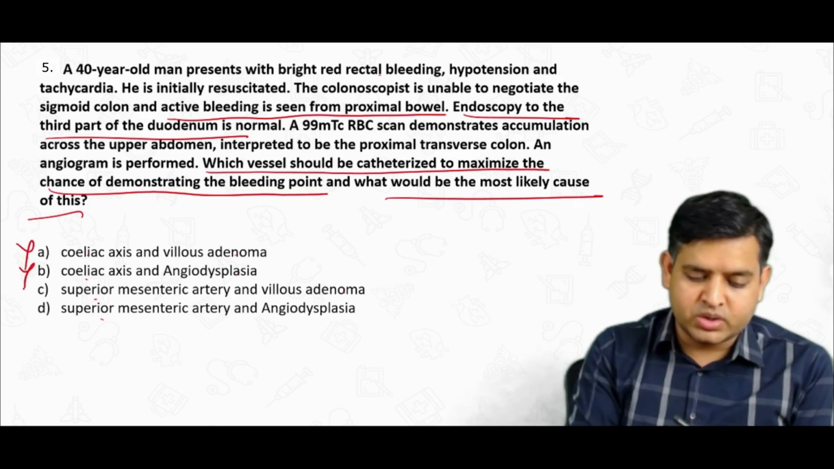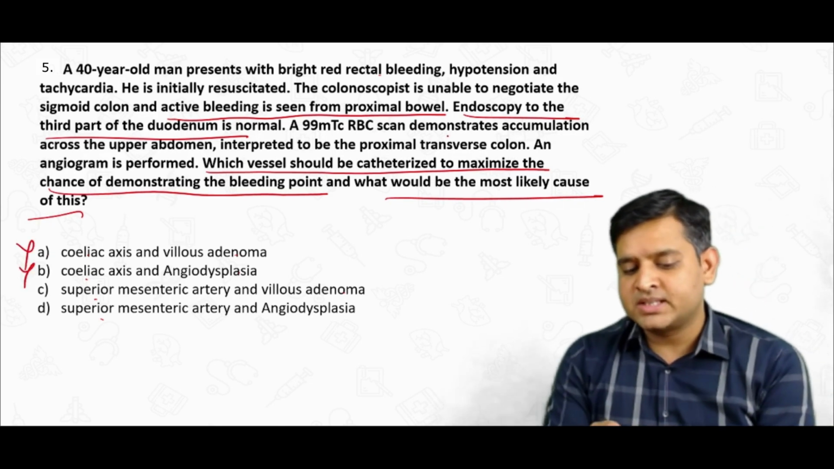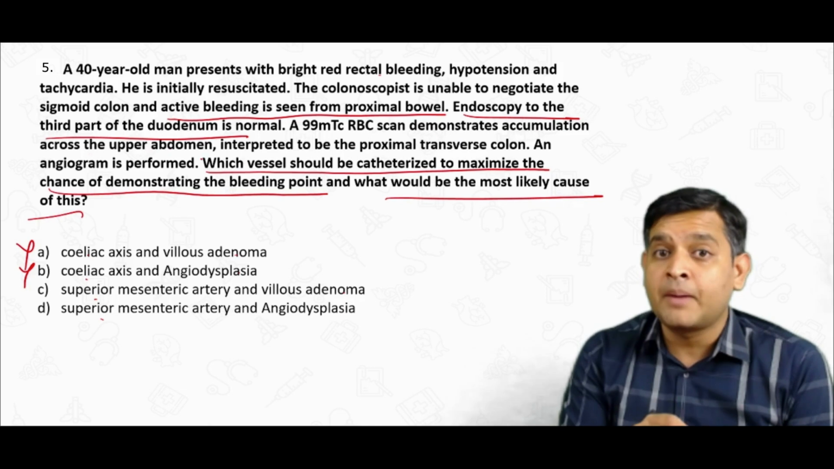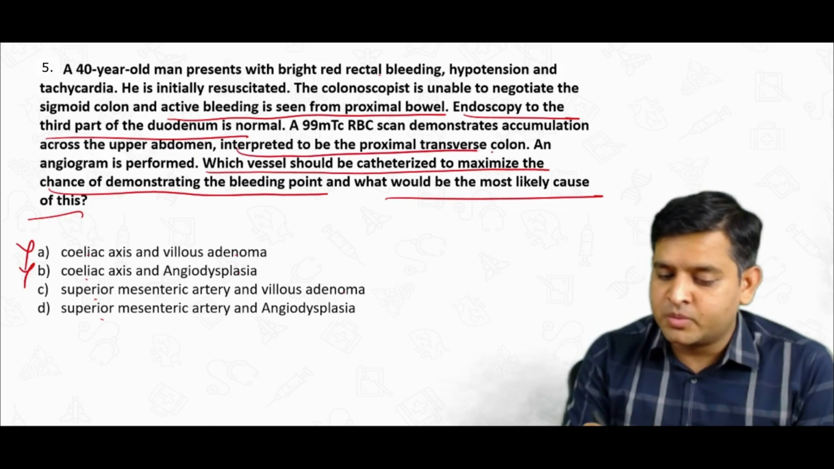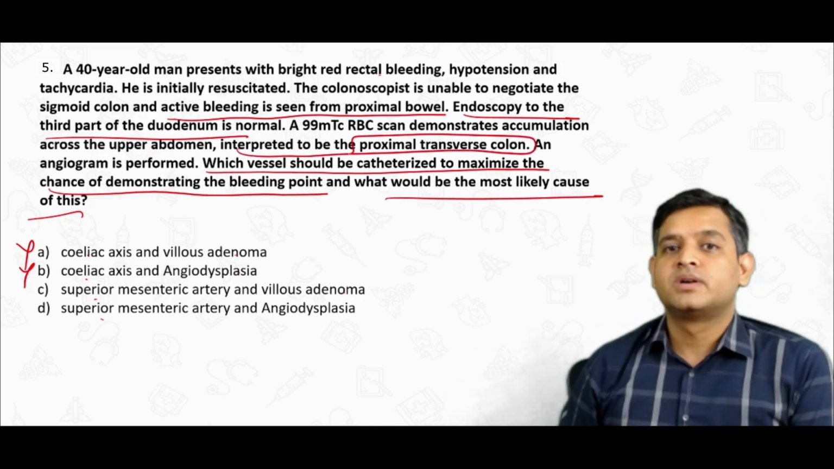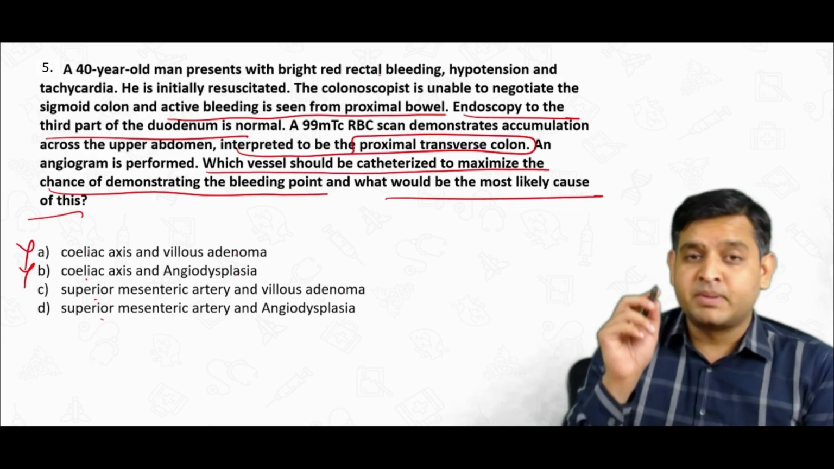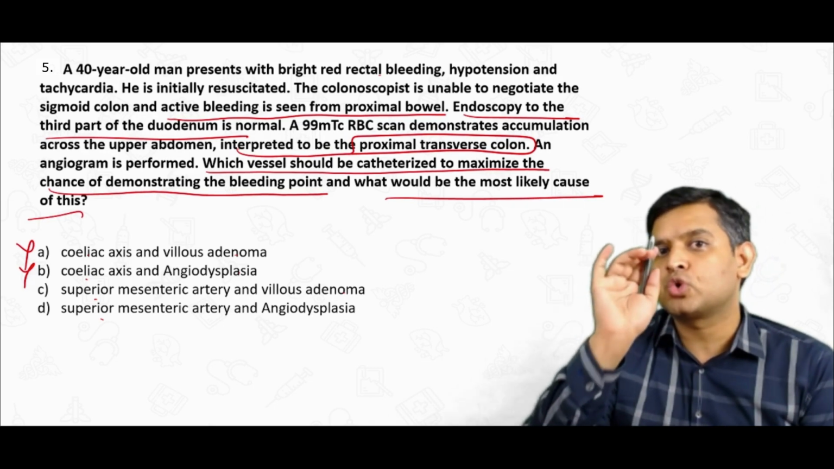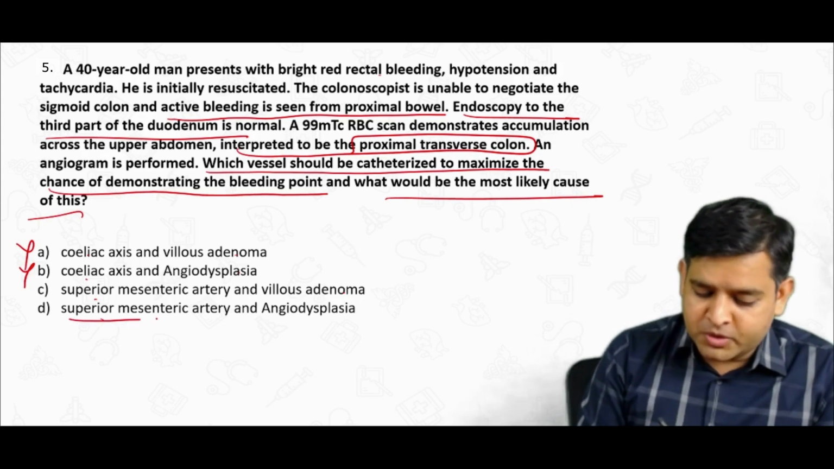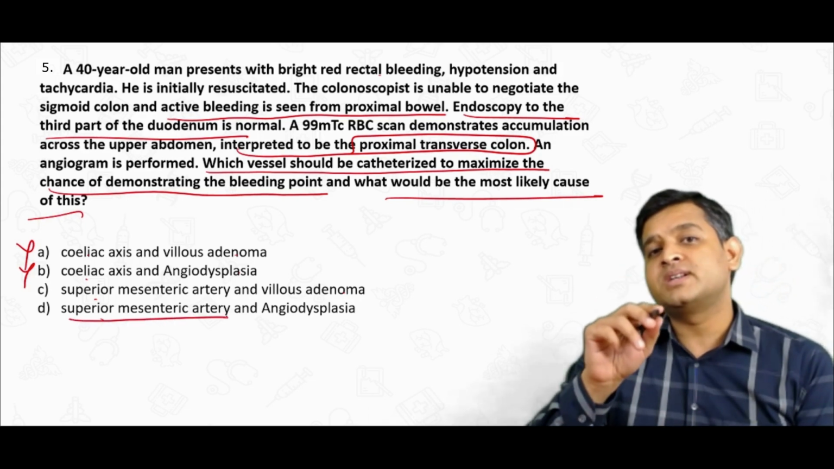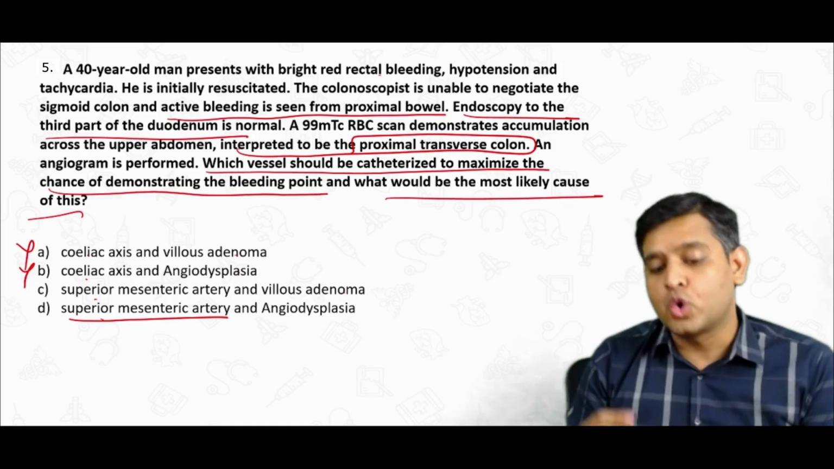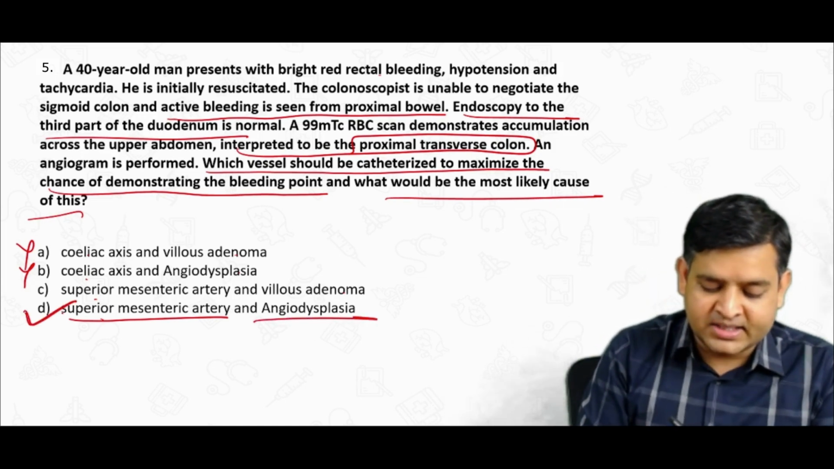That means these two are out. A technetium RBC scan demonstrates accumulation across the upper abdomen, interpreted to be the proximal transverse colon. So that means the bleeding is coming from the proximal transverse colon, and the answer has to be superior mesenteric artery, and the common disease that causes bleeding in the colon is angiodysplasia, and that is the answer.